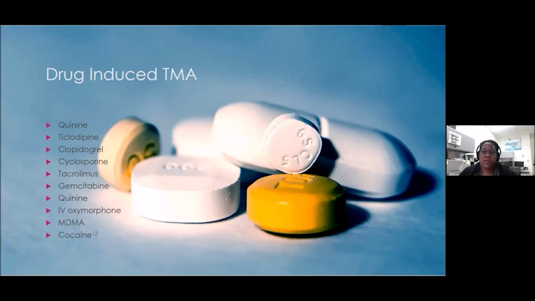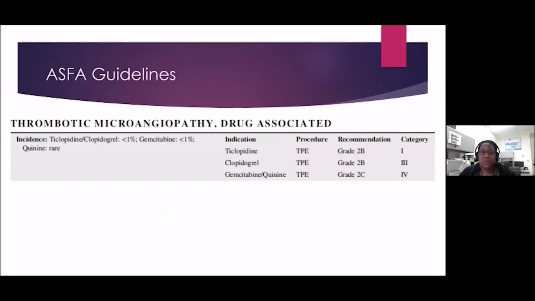And what you do for this is you stop the offending drug. And so this is actually indicated in the ASFA guidelines. If the patient is taking ticlopidine, it seems to be more of an immune response mediated process. It's a category 1 indication for doing TPE. If it's clopidogrel, they think it may be due more to toxicity. It's category 3. For gemcitabine and quinine, it's a category 4. So do not perform TPE, just stop the offending drugs and do supportive therapy.